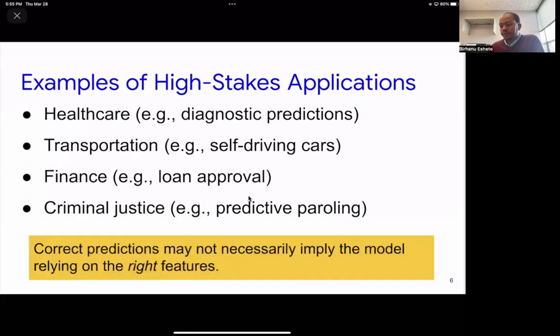Okay. So in a nutshell, what we're trying to say here, through these representative examples of high-stakes applications that demand explanation or interpretation, is that correct predictions may not necessarily imply the model is relying on the right features. Okay, so that's the bottom line here. In other words, we're saying accuracy alone is not enough.